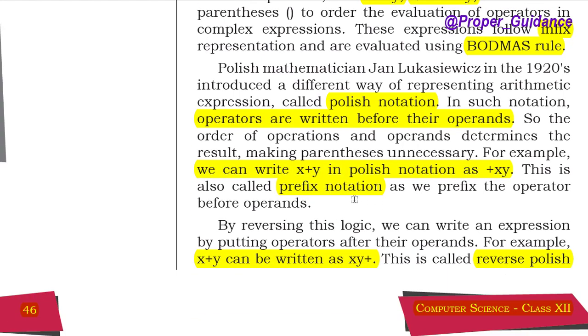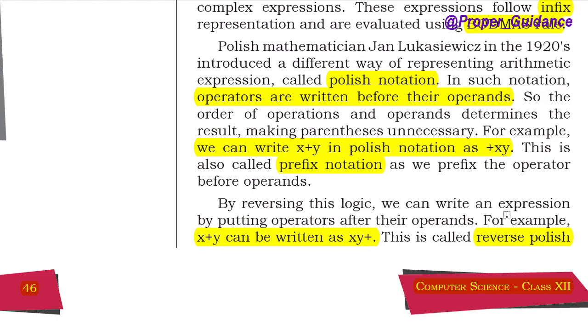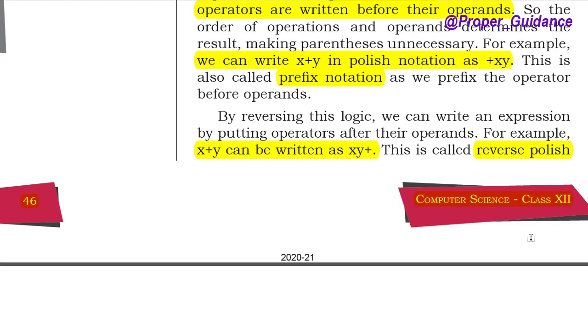X plus y is written as plus xy. This is also called prefix notation because the operator is used before the operands. It is known as prefix notation, as we prefix the operator before the operands. By reversing this logic, we can write an expression by putting operators after their operands. For example, when we write x plus y as xy plus, this is called reverse Polish notation.